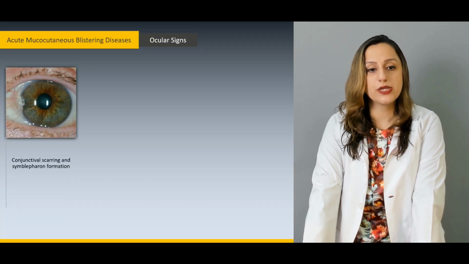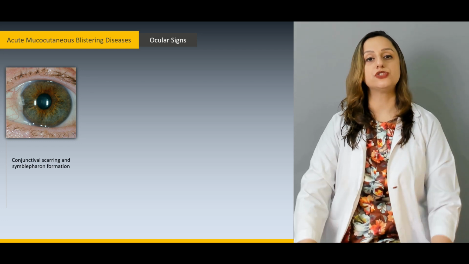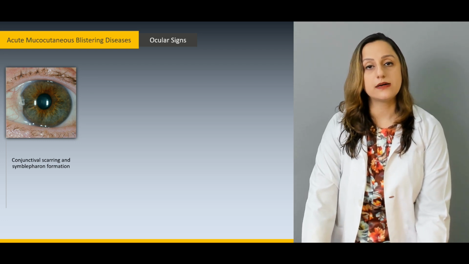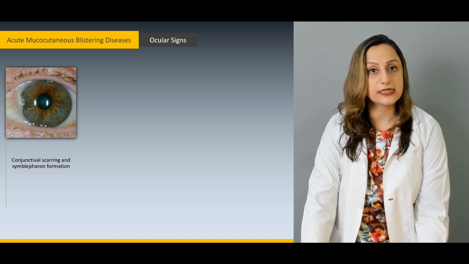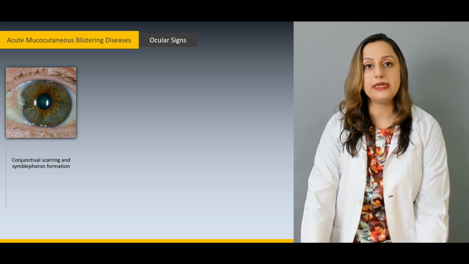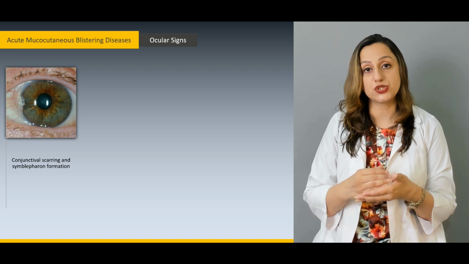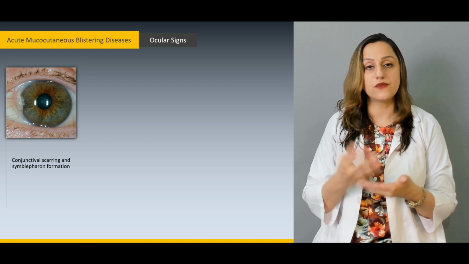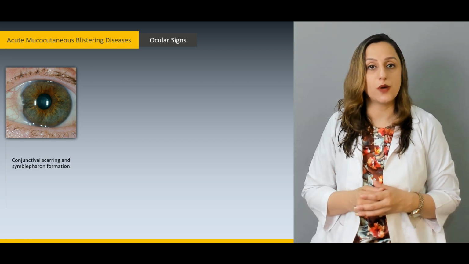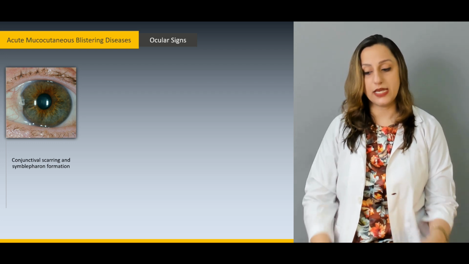The ocular signs would include conjunctival scarring and symblepharon formation. Symblepharon is the terminology relating to the scar tissue that occurs between the bulbar and the palpebral parts of the conjunctiva. There would be scar tissue that develops between these two conjunctival layers, and obviously for the treatment of this kind of complication, we have to resort to surgical interventions in the individuals.